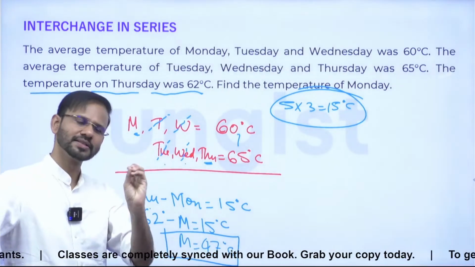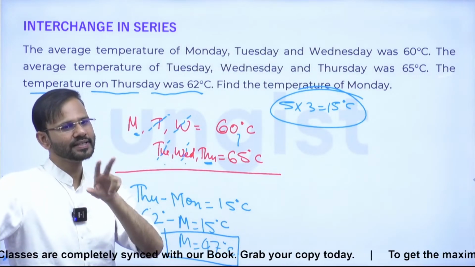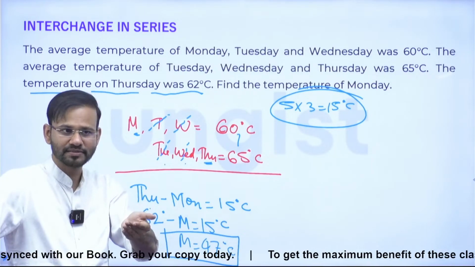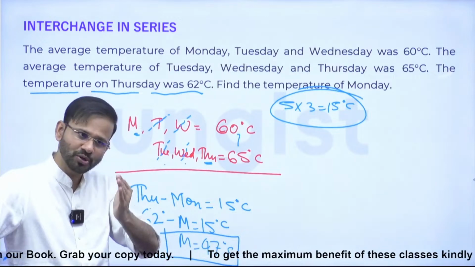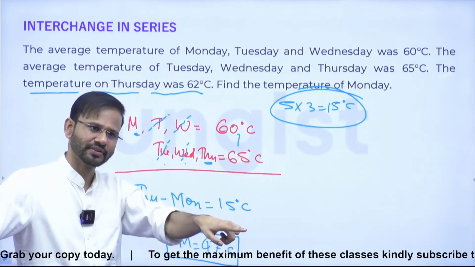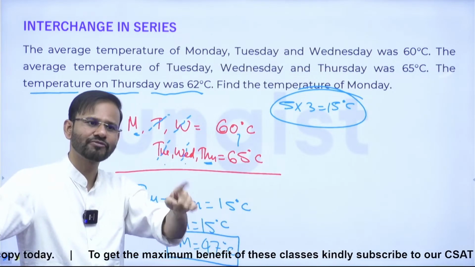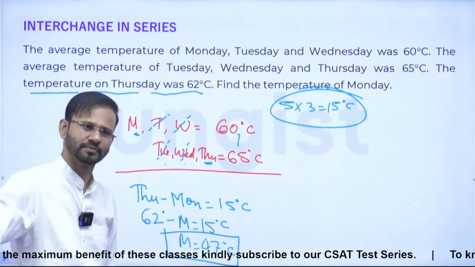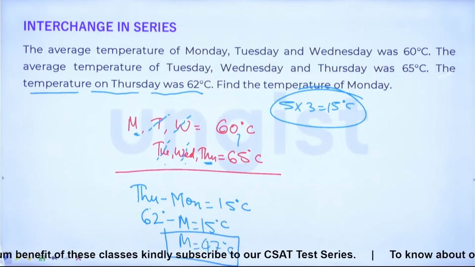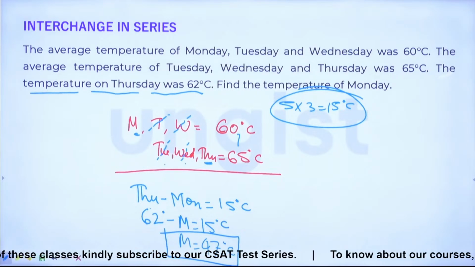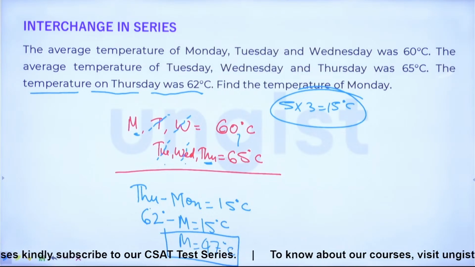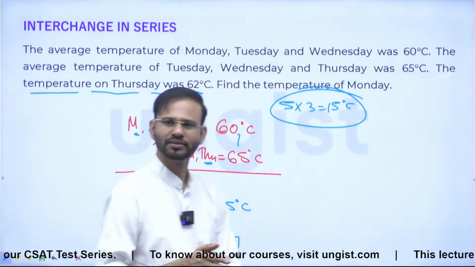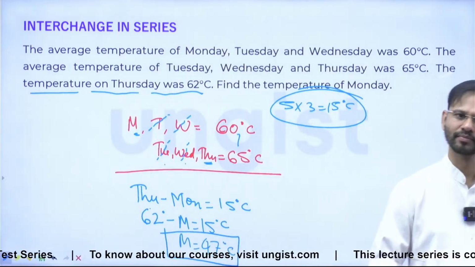Actually when Thursday is coming, Thursday is increasing the average of 3 members by 5 degrees Celsius. It means he must be contributing to each member 5. So he must be coming with the contribution of 5 into 3. That is 15. Right? Clear? Yes guys, any other doubt? Any query? Any confusion? No? Right? Okay.